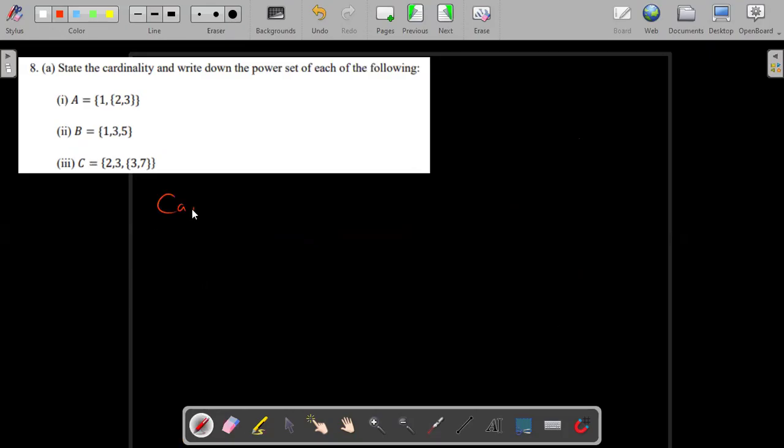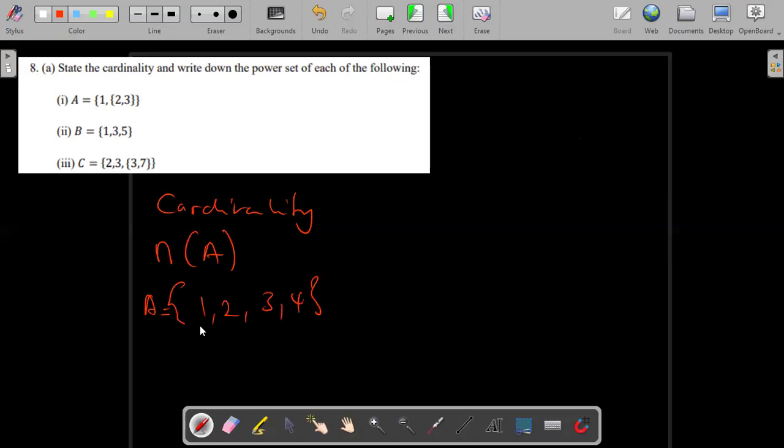So cardinality is just the number of elements that are in your set, and it's denoted as n(A) like this. So the number of elements. So if I have a set, let's say my set A is equal to {1, 2, 3, 4}. So the number of elements in this set, I can count them, which is 1, 2, 3, and 4. So n(A) of this set is just going to be equal to what? To 4. That's the cardinality of this set.